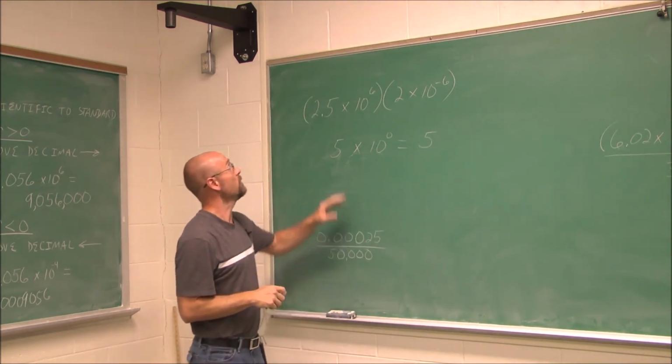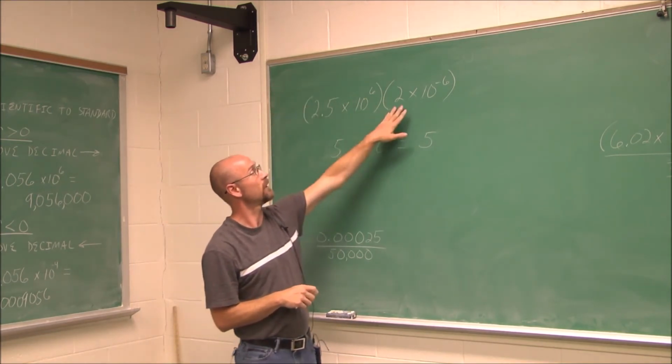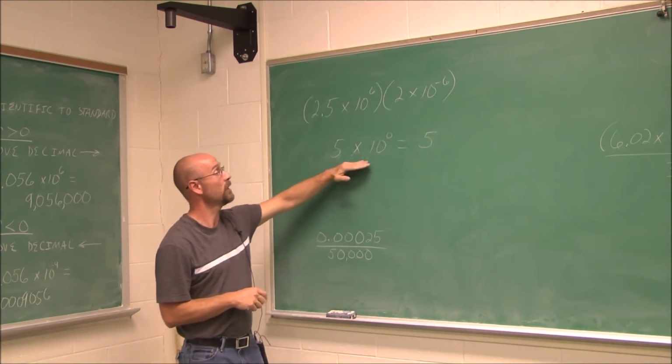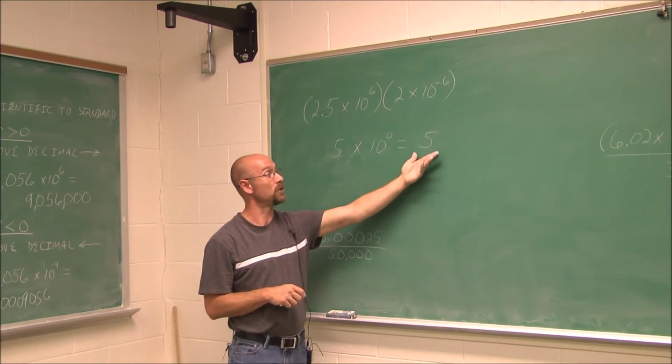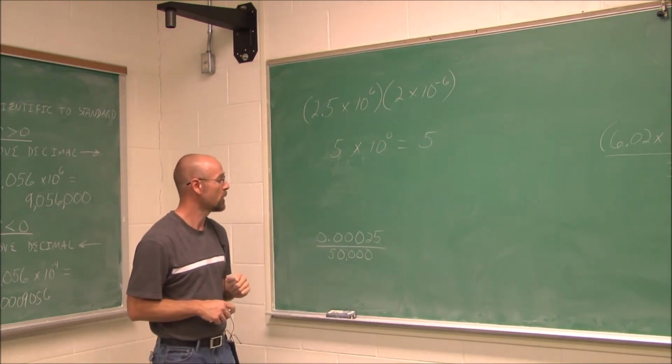5. So even though I had this very large number, 2.5 million, times 2 millionths, a very small number, we got a reasonable value of just 5. No reason to even have it in scientific notation anymore.